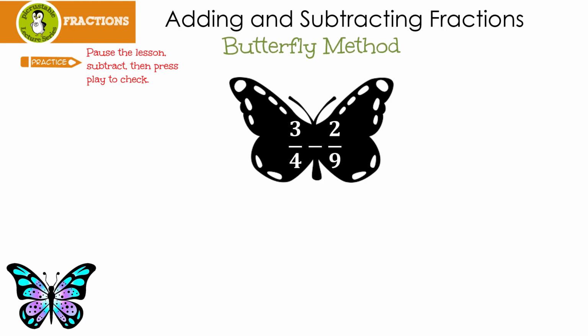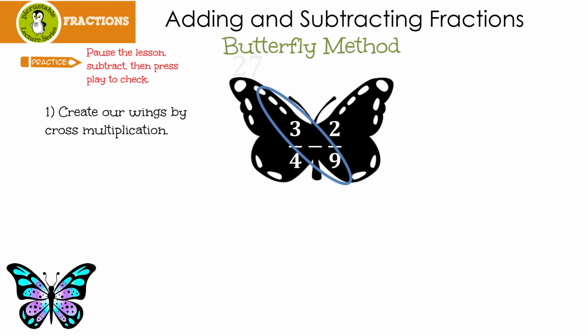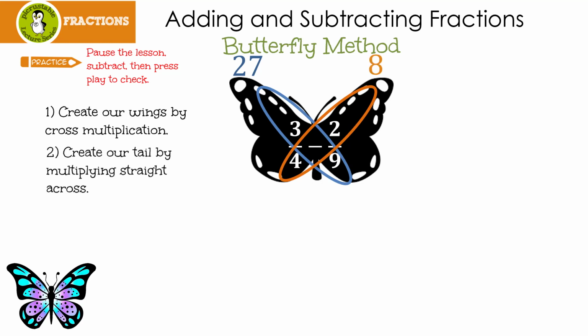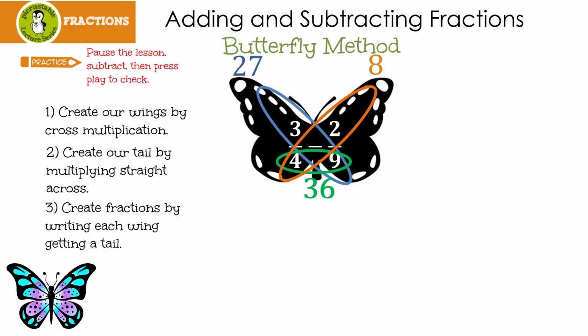All right, let's see how you did. Did you remember to cross multiply? 3 times 9 is 27. 4 times 2 is 8. And then we had to multiply to get our tail. 4 times 9, which is 36. The next step is to rewrite the fractions. We'll have 27 over our denominator of 36, or the tail, minus 8 over the tail of 36.